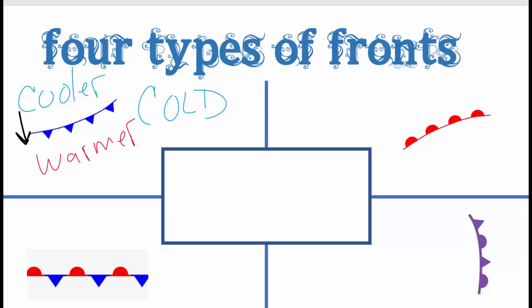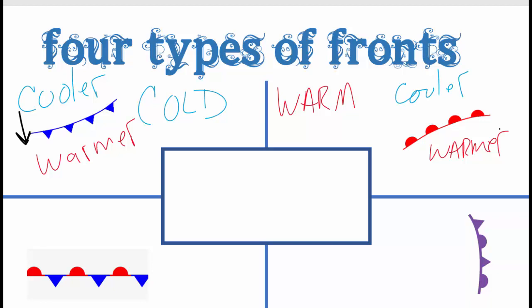On the top right, we have red with semicircles. So you could probably guess that that would be a warm front. And so you have warmer air back here behind the front, and then you have cooler air in front of it. And that warm air is moving in the direction of the semicircles. I think of the semicircles like suns. That's how I can remember that it's warm.